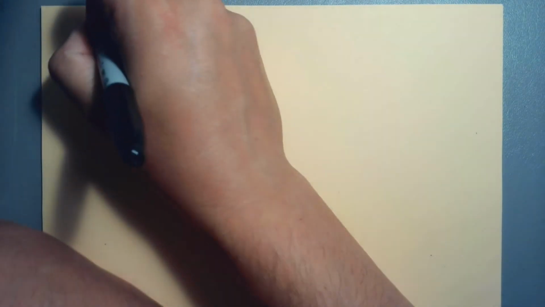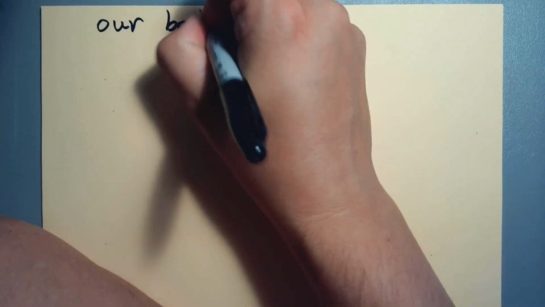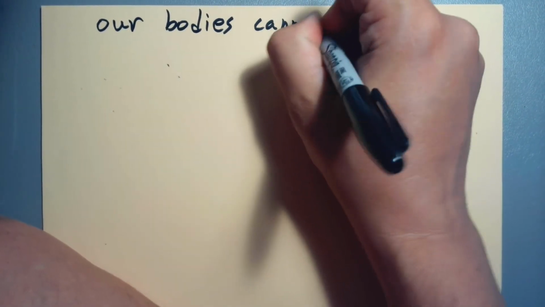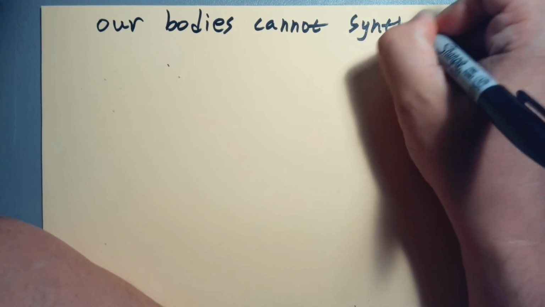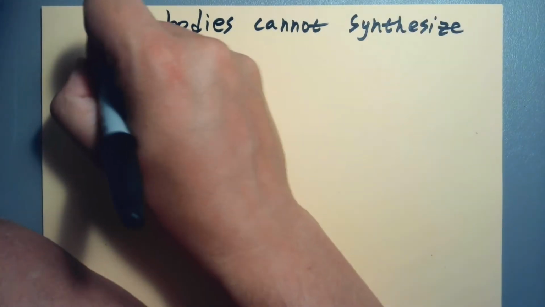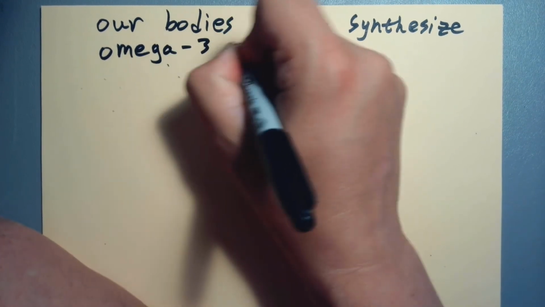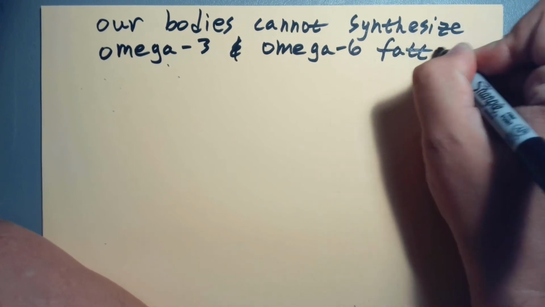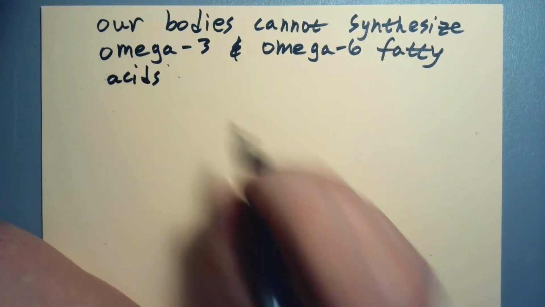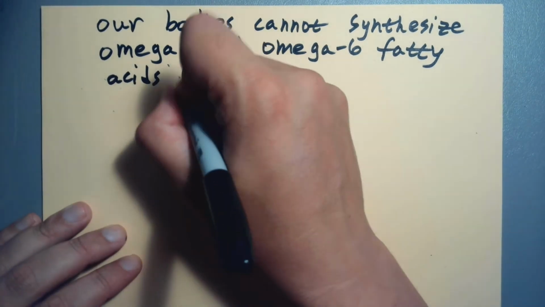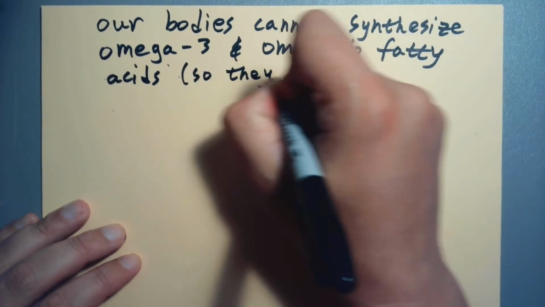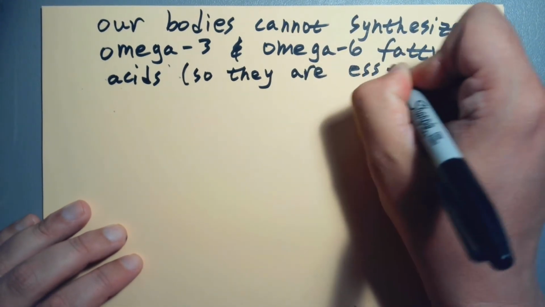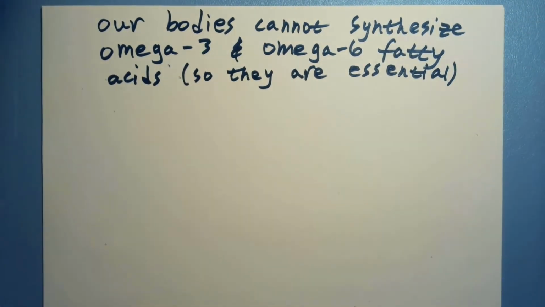Alright, and so our bodies cannot synthesize these omega 3 and omega 6 fatty acids. So we have to get them from our diet. So we say they are essential, which means we have to get them from our environment. So that's why so many people take supplements for these, because they can be tough to get in food as well.